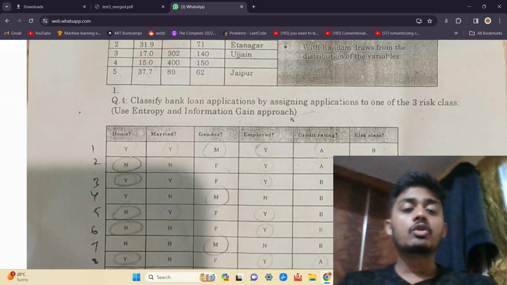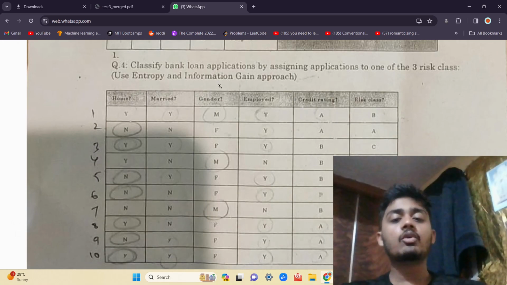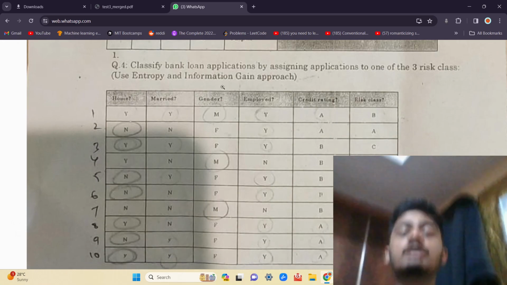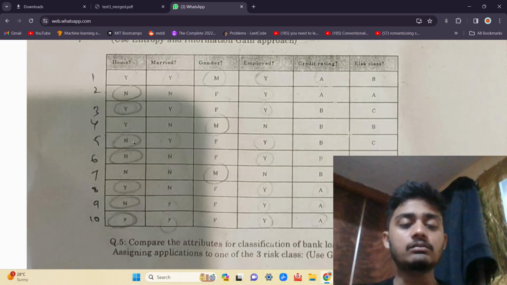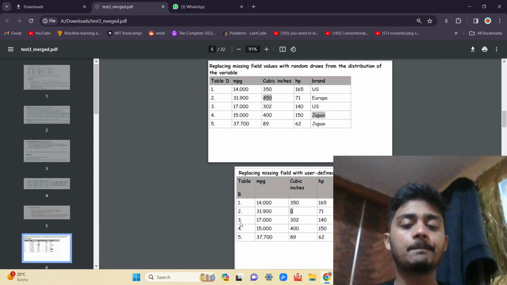Now coming towards the fourth question, that is: classify the bank loan application by assigning each application to one of the three risk classes. The data set is given. Now let's see the solution.